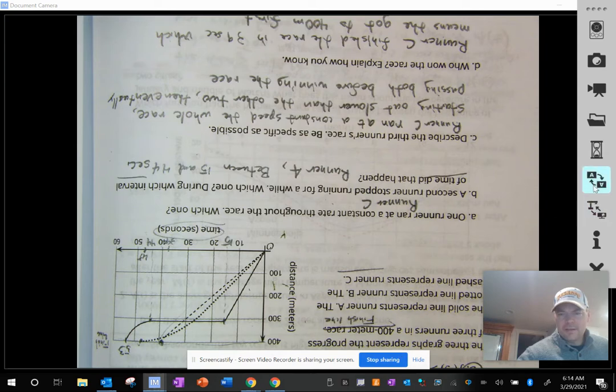Wow, why did this turn upside down all of a sudden? That's weird. Should look like this.